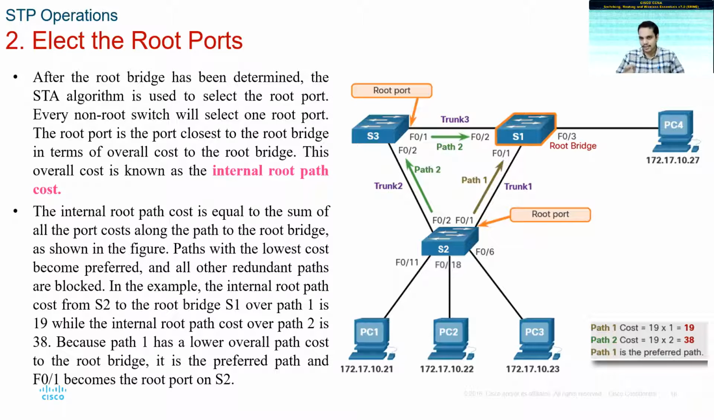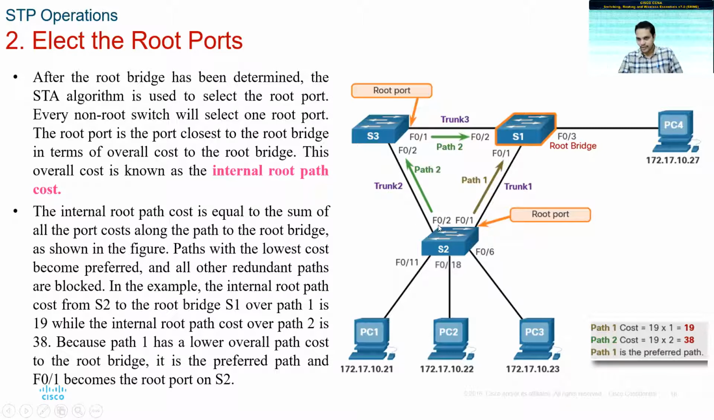Now, how does S2 designate one of these two ports as the root port? That means the port through which the traffic is sent out towards the root bridge. How does it select among these two? For that, it will calculate the root cost or the path cost. If you consider F0/1, that is path 1, because in the earlier table the default value is 19, the path cost is 19 if it sends via F0/1. If it sends to S3, it has to go through two ports.